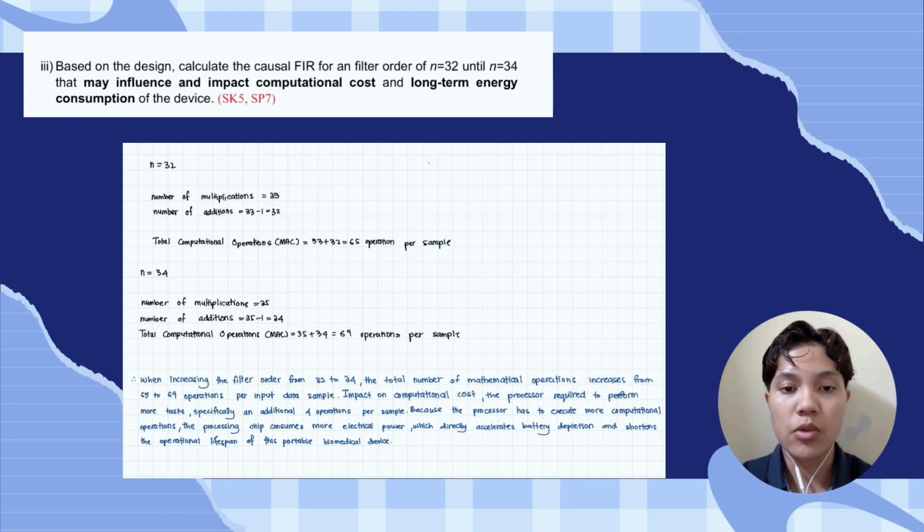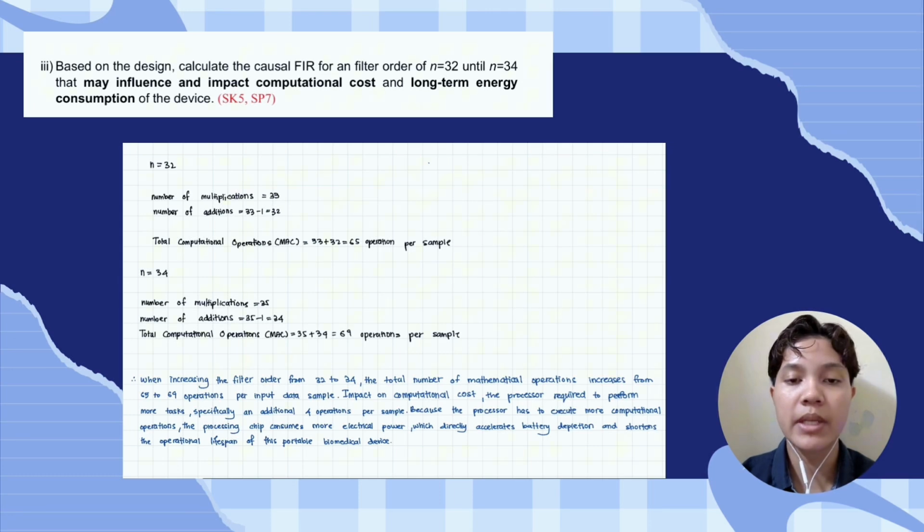Finally, for part 3, we analyze the impact of changing the filter order from 32 to 34 on a portable biomedical device. For a filter order of 32, the filter length N is 33. This requires 33 multiplications and 32 additions, totaling 65 computational operations per sample. When we increase the filter order to 34, the filter length becomes 35. This increases the load to 35 multiplications and 34 additions, totaling 69 computational operations per sample.